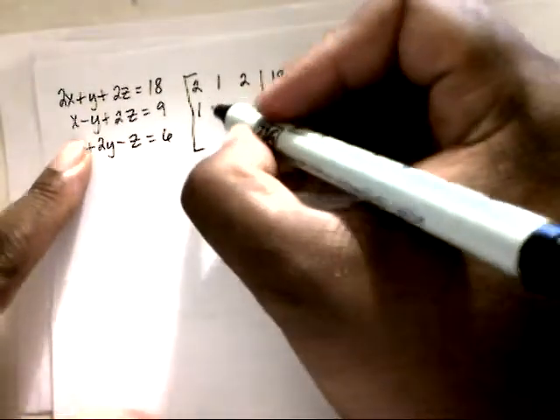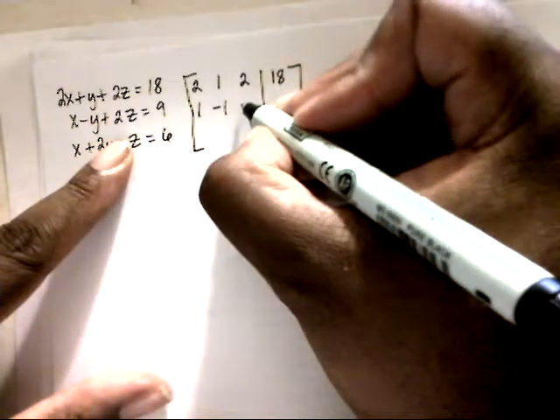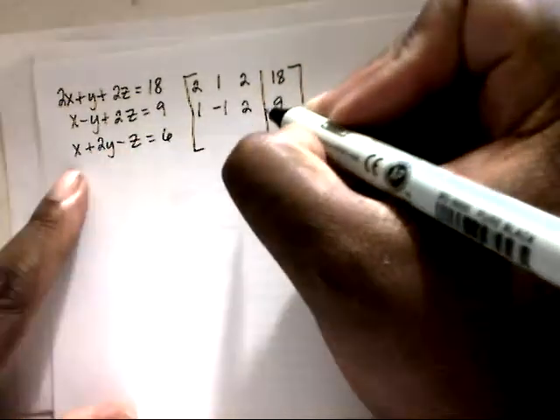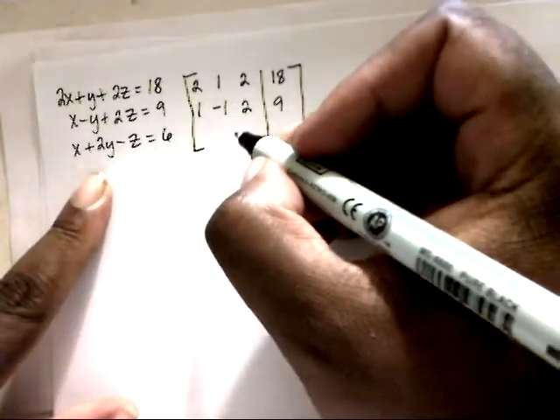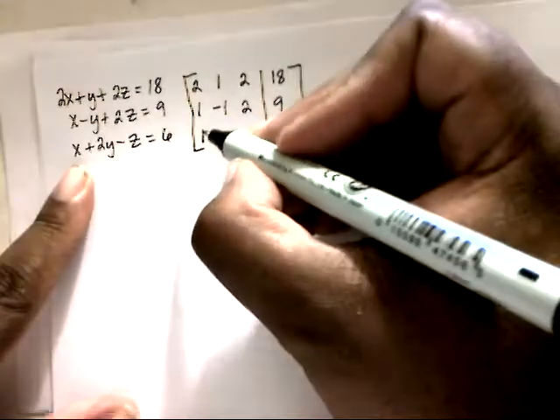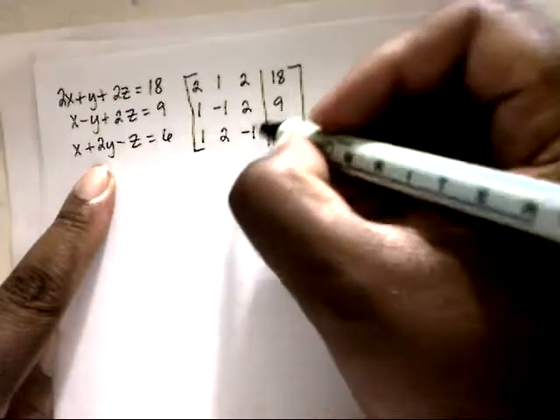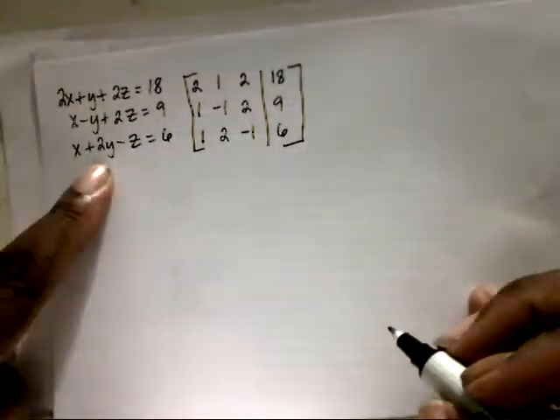The second equation, x minus y plus 2z is equal to 9. The coefficient for x is 1, for y is negative 1, for z is 2, and the constant there is 9. The final equation, x plus 2y minus z equal to 6. The coefficient for x is 1, for y is 2, for z is negative 1. The constant is 6. So that's your augmented matrix for this system of linear equations. Now we're going to use matrix row operations here.